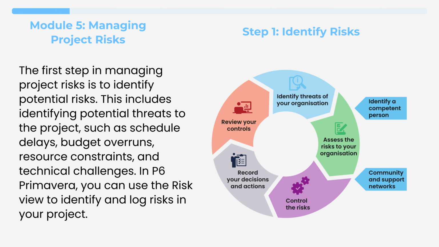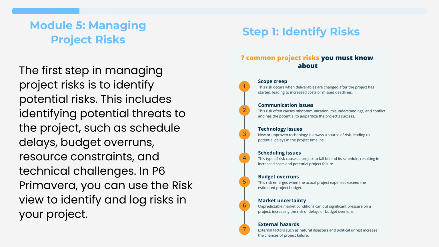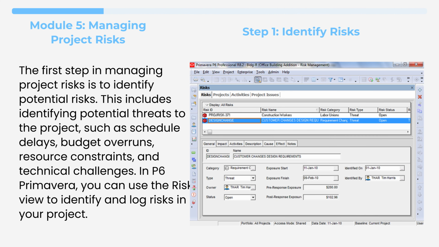This includes identifying potential threats to the project, such as schedule delays, budget overruns, resource constraints, and technical challenges. In P6 Primavera, you can use the risk view to identify and log risks in your project.